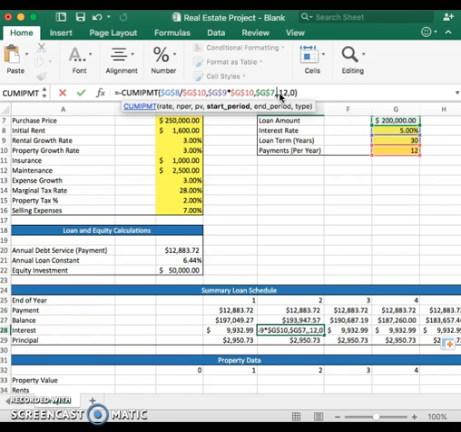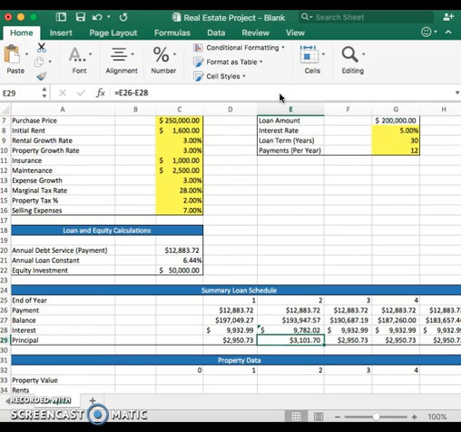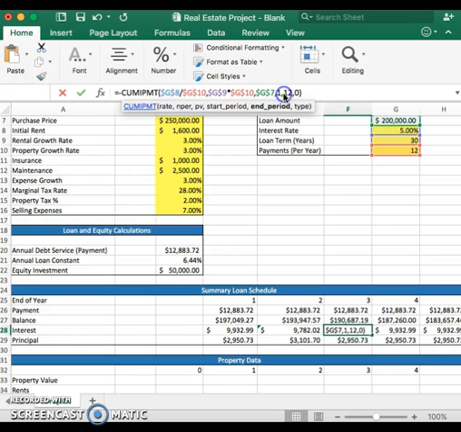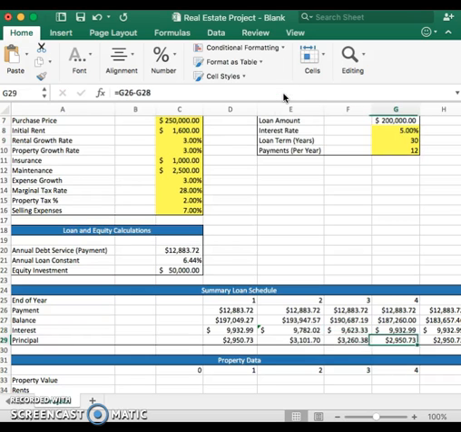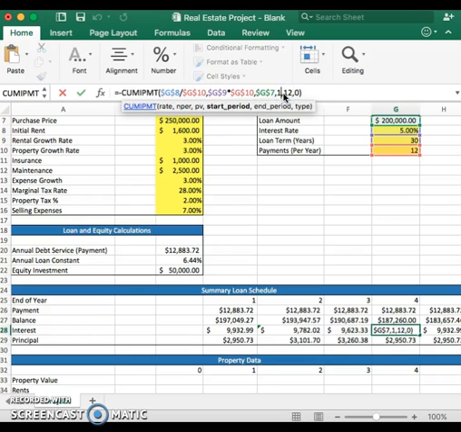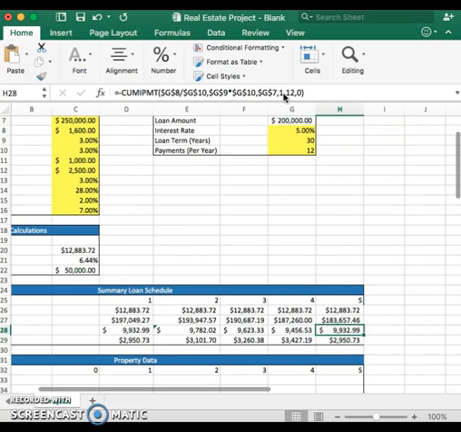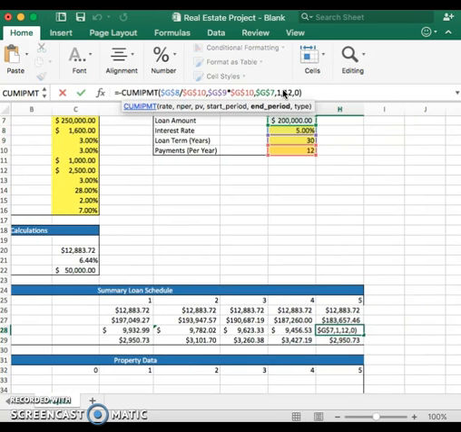For example, this will be 13 to 24, and this will be 25 to 36, and this will be 37 to 48, and this will be 49 to 60.